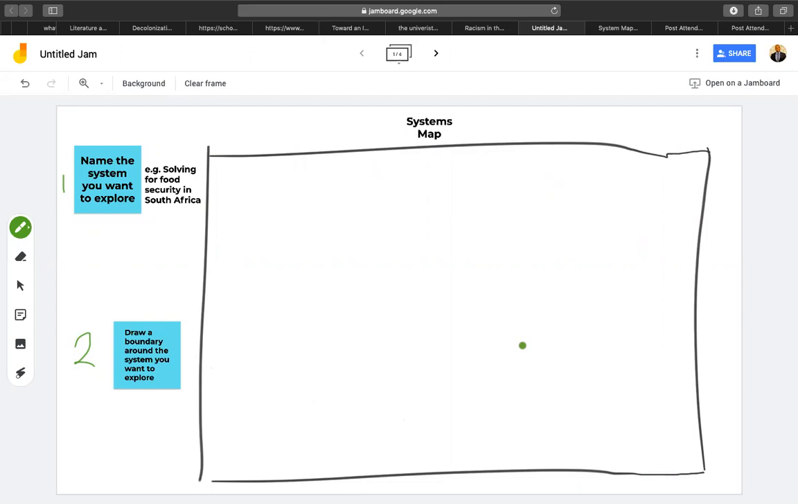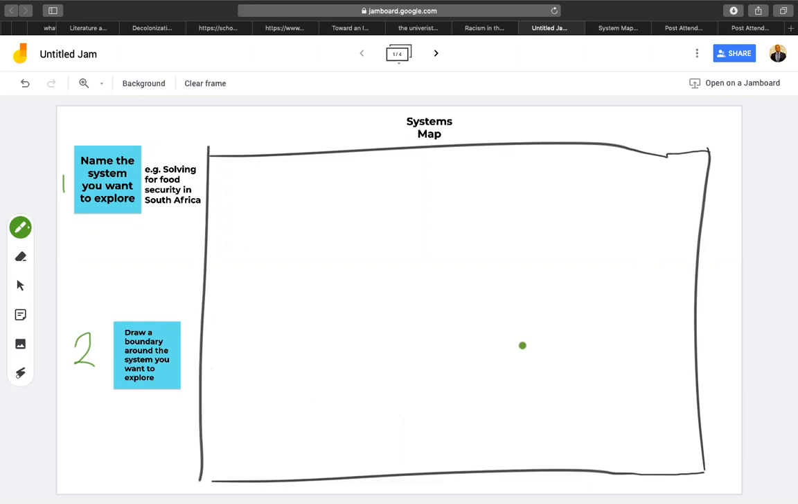You could use it to map a supply chain, family dynamics, a football club, or the relationship between the church and the community. But the basic principle in mapping whatever system you're interested in is the same. This is what I will show you. So let's get started.